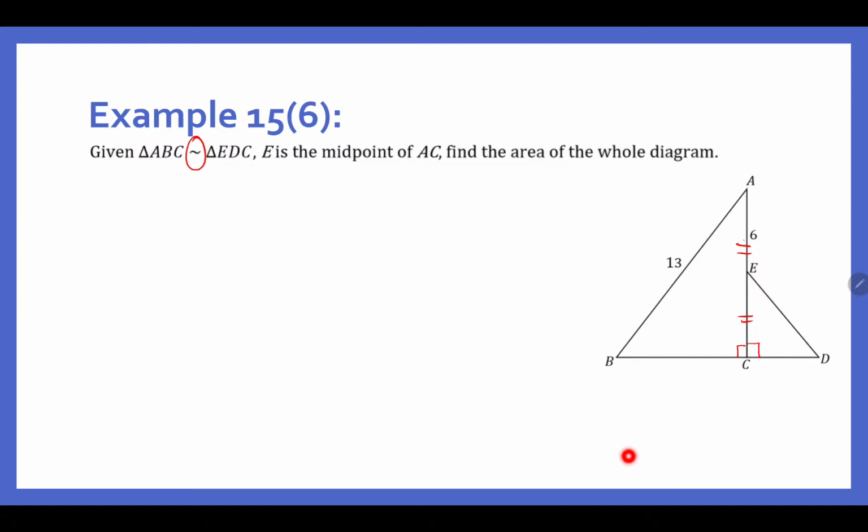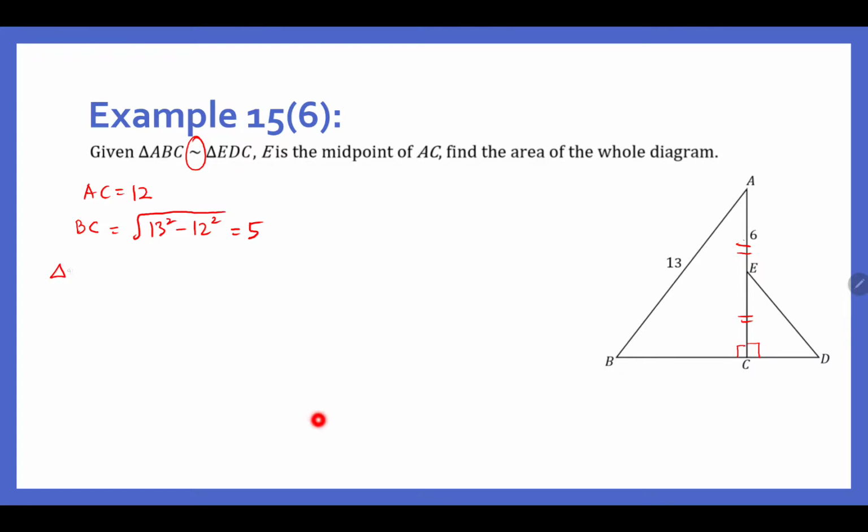Okay, so kita tengok triangle yang besar dulu. Okay, the height of this triangle is equal 6. Okay, since EC is also 6 kan, so AC equals 12. Okay, because E is the midpoint. And then kita nak cari dia punya base, which is BC. Okay, nak cari BC kita boleh pakai Pythagoras theorem lah. BC equals 13 square minus 12 square, lepas tu square root. So akan dapat 5 kat sini.